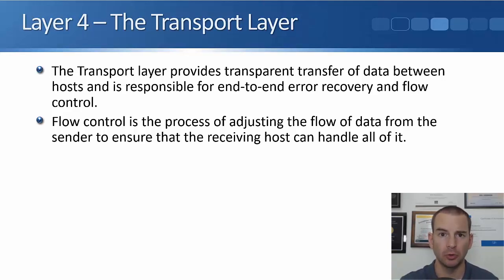Flow control is the process of adjusting the flow of data from the sender to ensure that the receiving host can handle all of it. So if the sender is sending too quickly, maybe because we've got faster network connections on that side, and it's sending more than the receiving host can accept, then if flow control is enabled, the receiving host will have a mechanism to signal back to the sender, telling it to slow down.